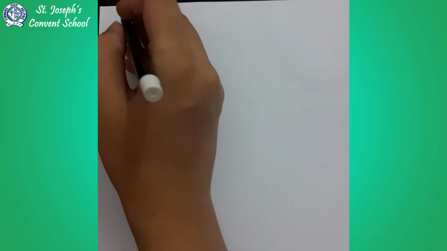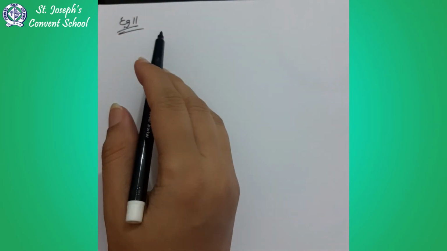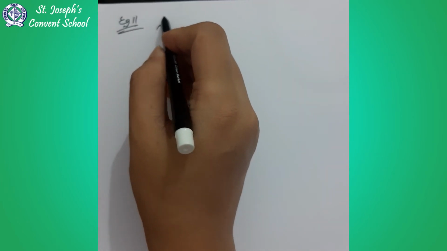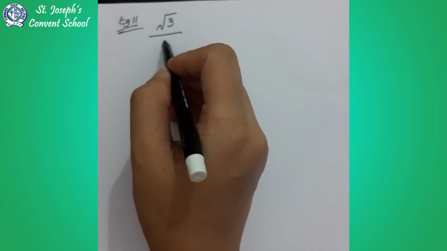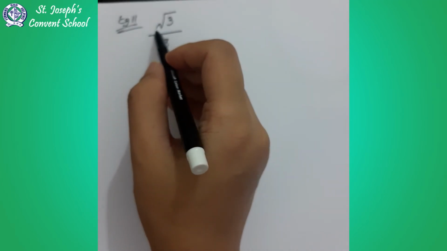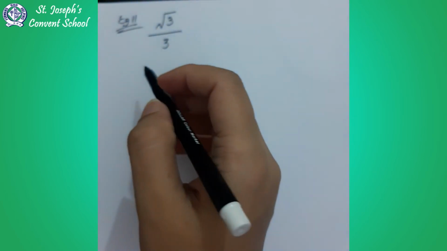Now the next type, let me do the next type. In the next type, example number 11, now the root is on the numerator. It is the opposite of that. Root is on the numerator and the denominator is without root. Both the terms are the same, only the root sign is on the numerator. Now how to solve it?